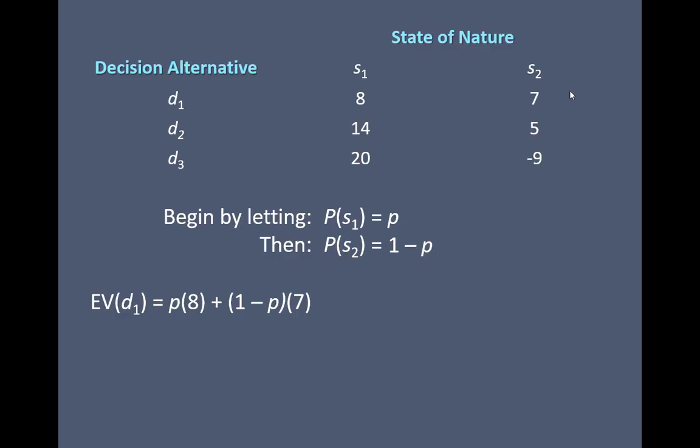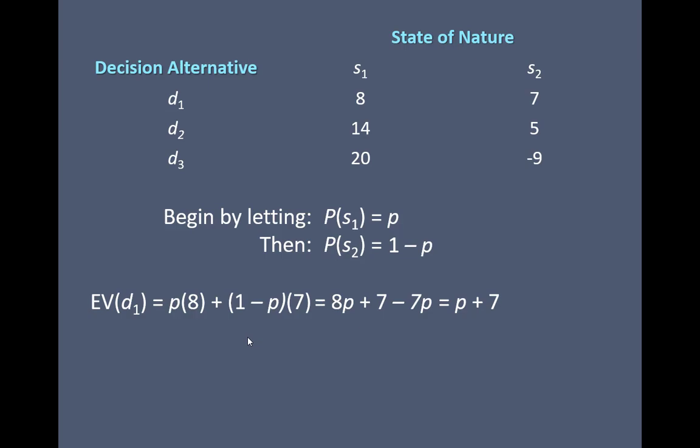I'm doing the exact same thing here. It's just that instead of subbing in an actual value, I'm subbing in the algebraic equivalent. For S1, I'm subbing in P, and for S2, 1 minus P. And now I will simplify this expression, multiplying through the brackets, combining like terms, and eventually ending up with an expression.